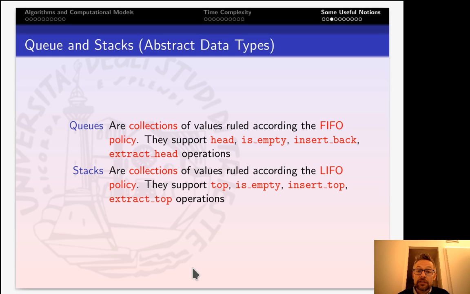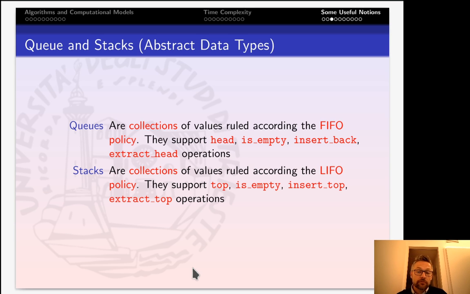Okay, this abstract data type supports the head operation, so you can know the first element in the queue, and the operation is empty, so you are able to test whether the queue itself is empty or not. It supports the insert back operation, so you are able to enlarge the queue by adding elements at the end of the queue itself exclusively, and you are able also to extract the first element of the queue. So the extraction is only possible at the front, and the insertion is only possible at the end of the queue.